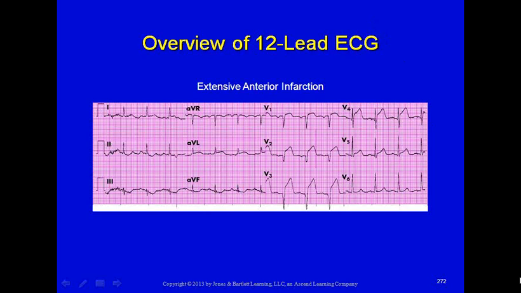I have an extensive anterior lateral infarct. Both the circumflex and the LAD are occluded.